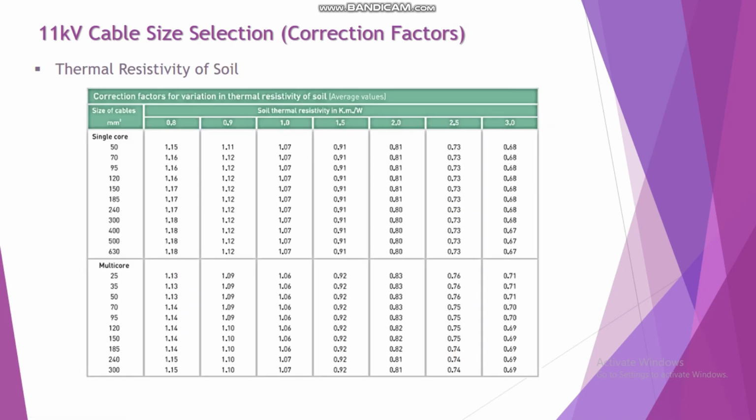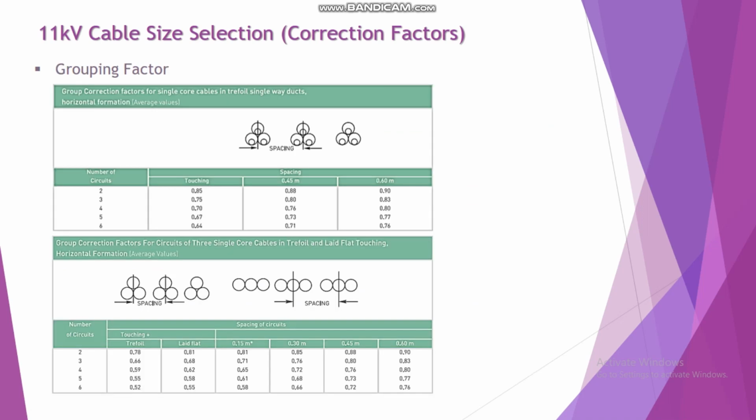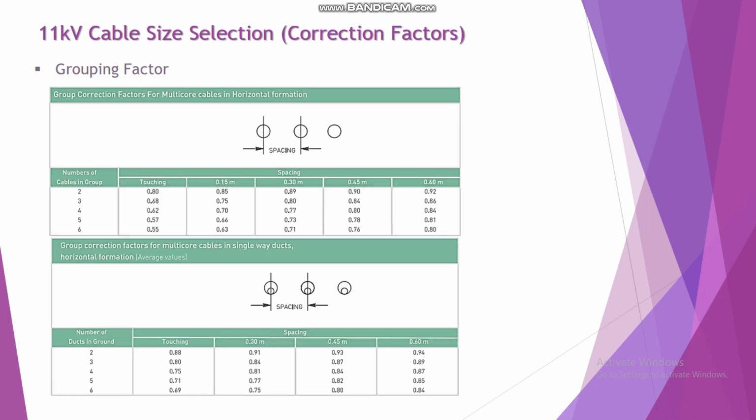Then the next correction factor we have is the thermal resistivity of soil. It is again defined in detail in this chart, and we can use the values according to our conditions. The thermal resistivity chart shows the correction factor for single core and multi-core cables in a different way. Then we have the grouping factor. This is again for both the multi-core cables as well as the single core cables. These correction factors are just to remind you because they will be used later in our calculation.